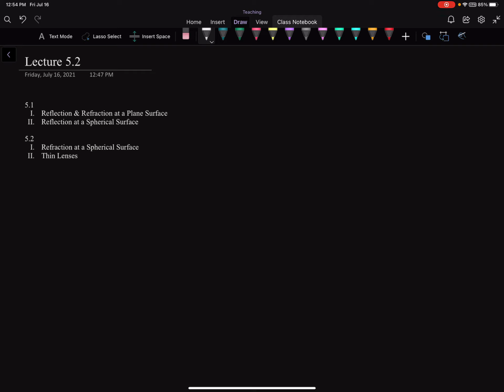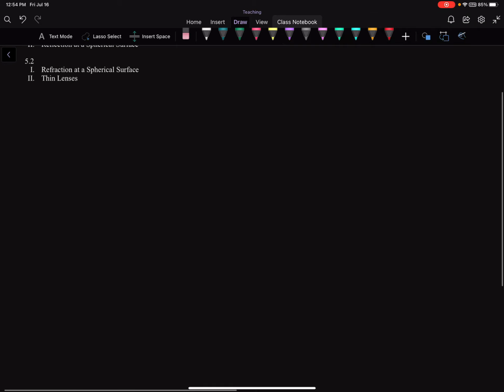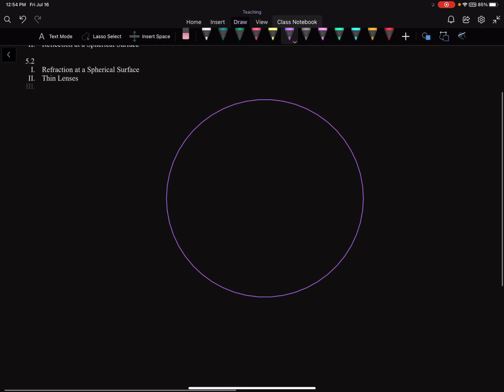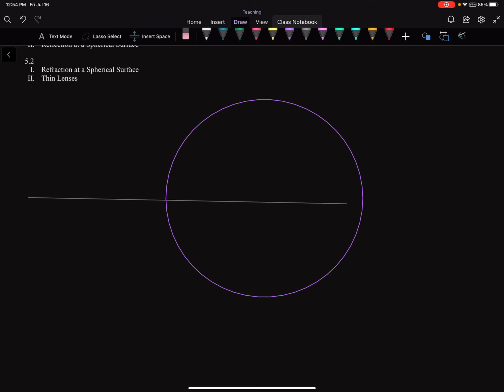So here's our picture that we're going to be working with. We're going to have a spherical material, drawn nice and big, and we have an optical axis that's somewhere in here like this. This is going to be our vertex right here. Here is our center of curvature, like that. And we're going to have an object point back here, P.